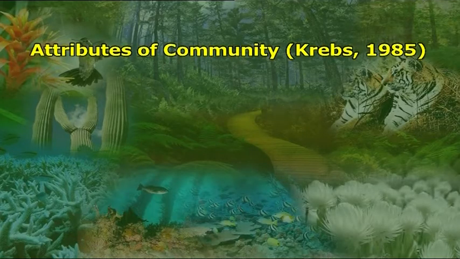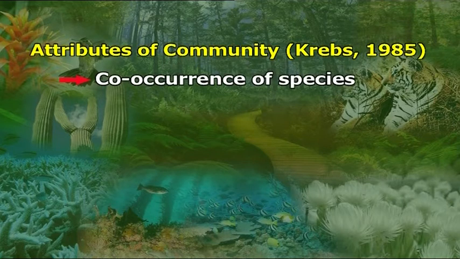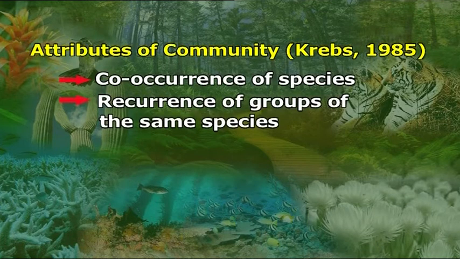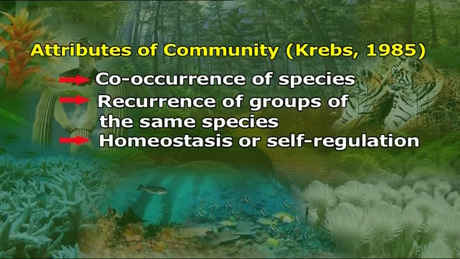According to Krebs in 1985, a community possesses attributes like co-occurrence of species, reoccurrence of groups of the same species, and homeostasis or self-regulation. Community is a larger unit than the population. It achieves many characteristics that are not found in its constituents, that is, the organisms and the populations.